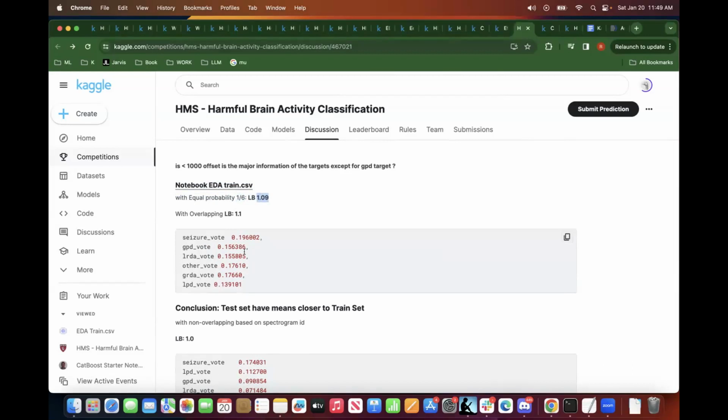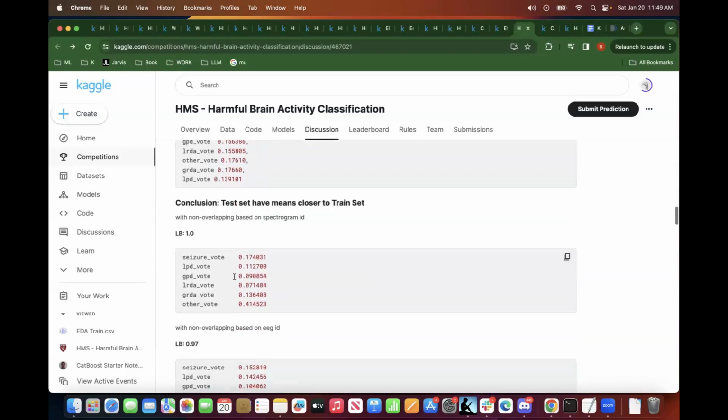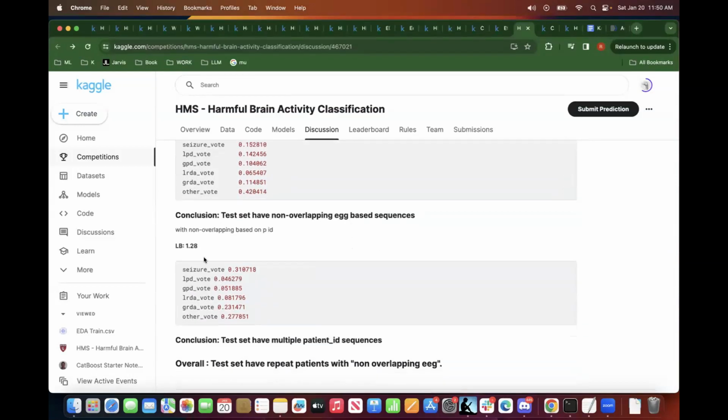Sorry, question right there. He then says, with overlapping LB 1.1. So what does he mean by that, and how is that different from the equal probability, which, like you said, is just setting the probability for all 6 targets to be 0.16667, or 1/6, and submitting it, right? Yep. Now, what does this with overlapping mean? Hang on one second before we jump the gun there. I'm going to come around this the other way. I'm going to start from the ones that I understood, and then we'll go to that one, because that one I'm not 100% sure about.